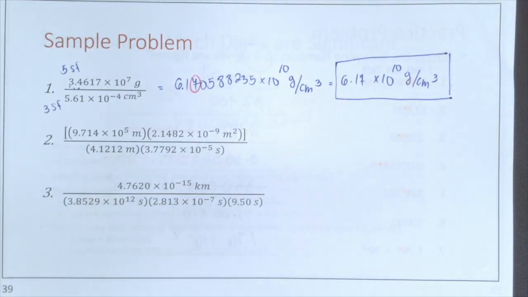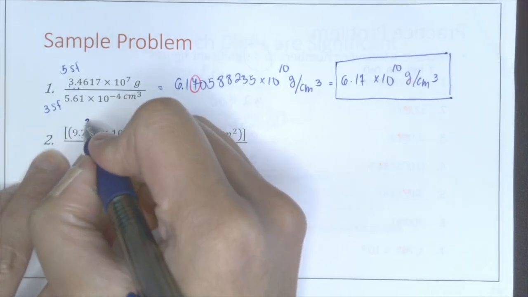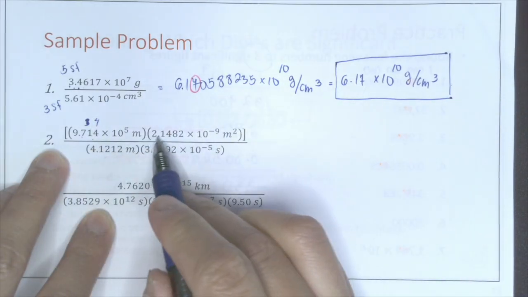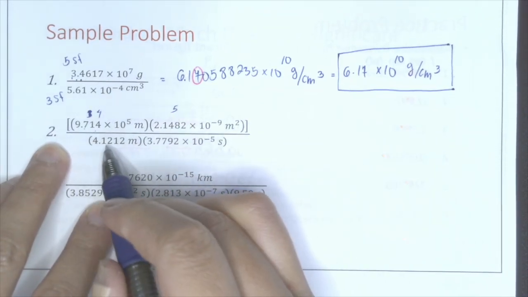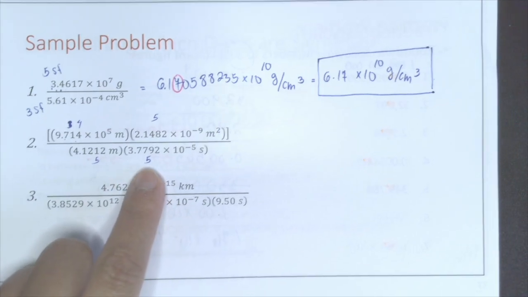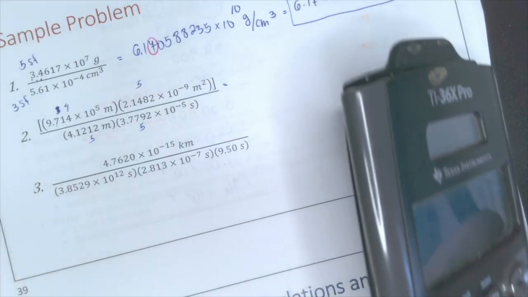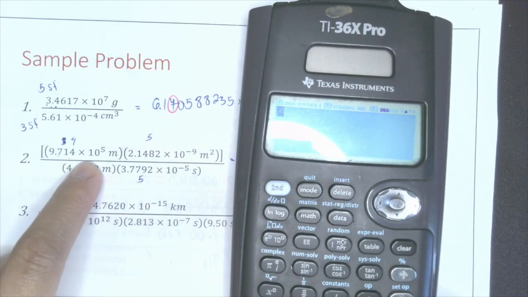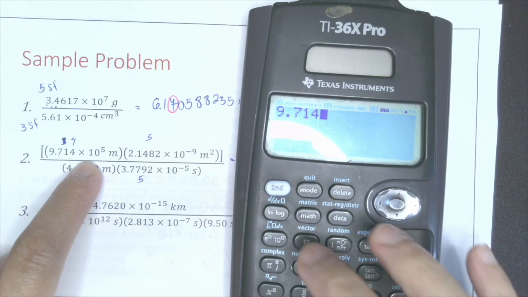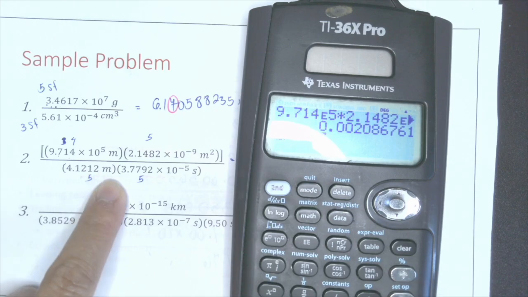Alright, next sample. Okay, we have 1, 2, 3, so this has 3, oh sorry, not 3, we have 4 sig figs, 1, 2, 3, 4, 5, 1, 2, 3, 4, 5, and 1, 2, 3, 4, 5. So it looks like the least amount is going to be 4 significant figures at the end. Alright, let's enter that in our calculator. So we have 9.714 times 2.1482 to the minus 9th divided by these values at the bottom, and it looks like we have to multiply.